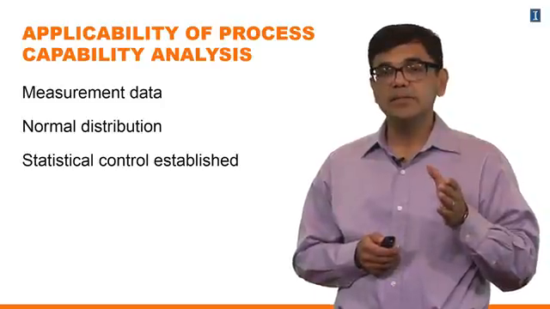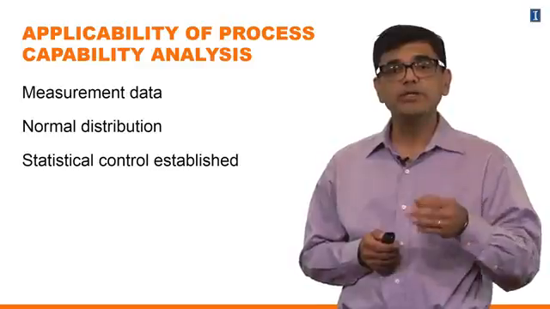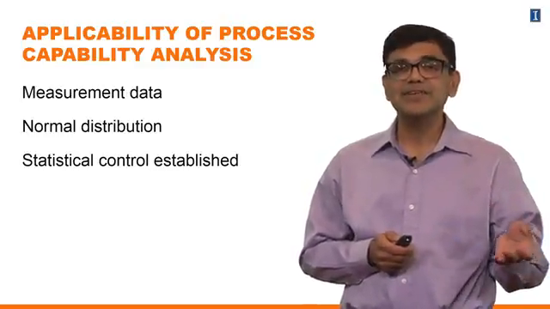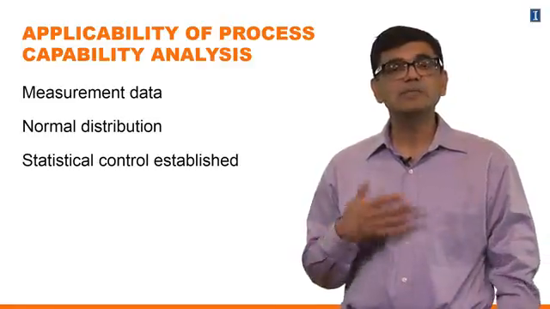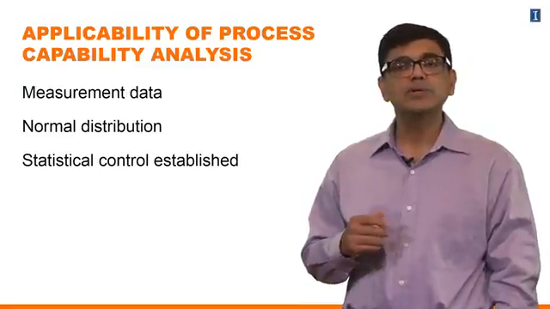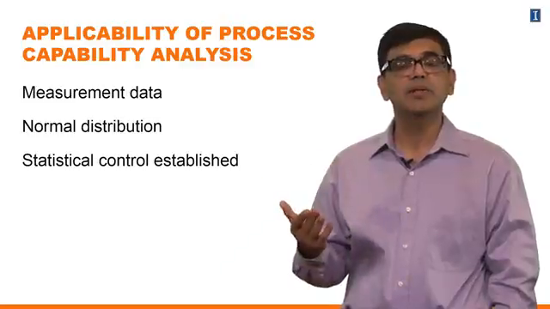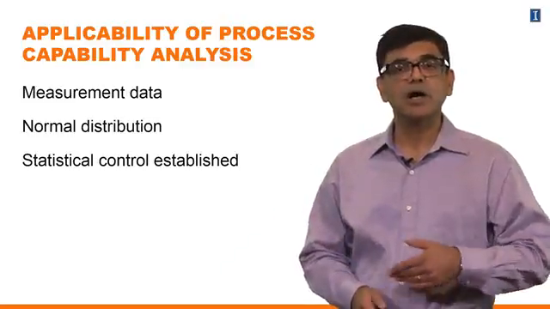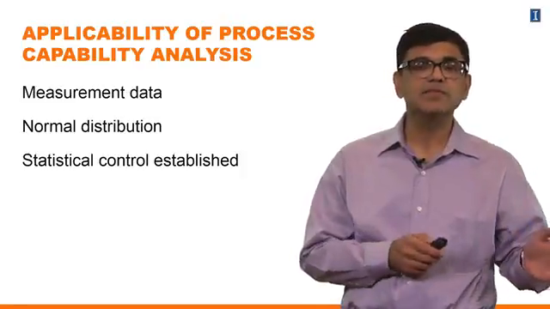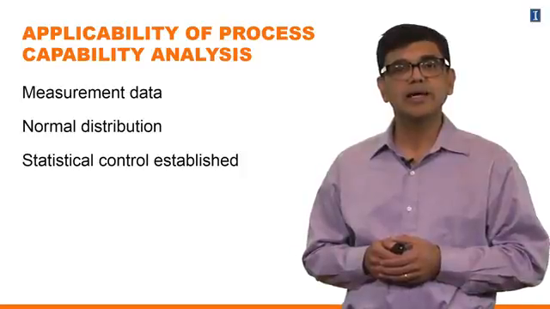The most important thing to keep in mind is that we will be doing process capability analysis with the assumption that the process is under statistical control. When you're doing this in practice, you want to make sure that statistical control has been established, that you know the inherent capability of the process based on some kind of statistical process control analysis. That becomes the first step before you go into doing a process capability analysis.